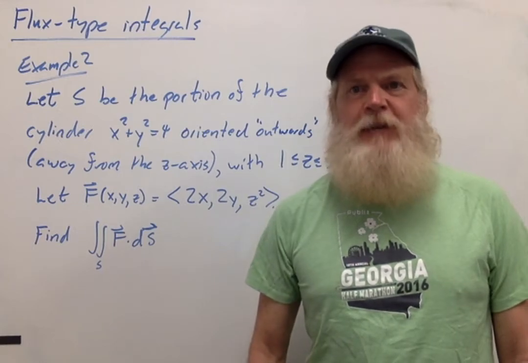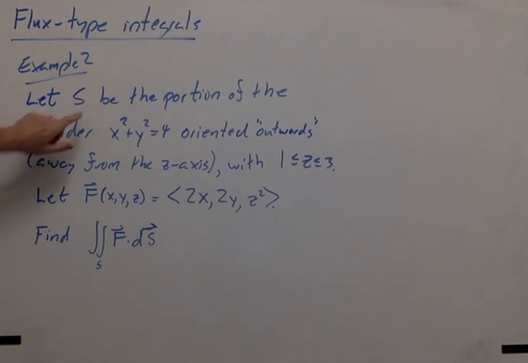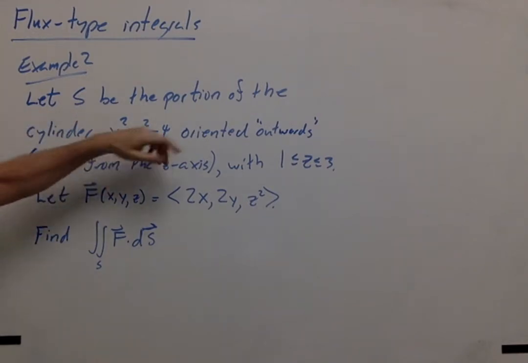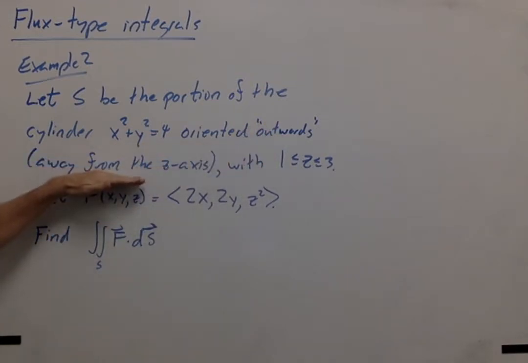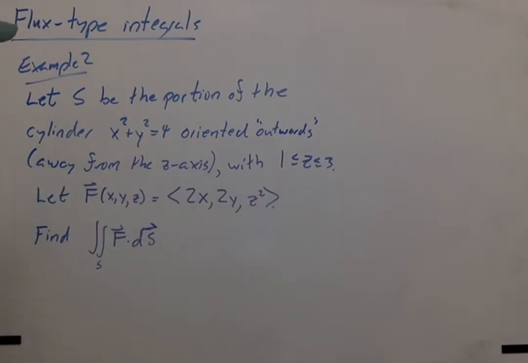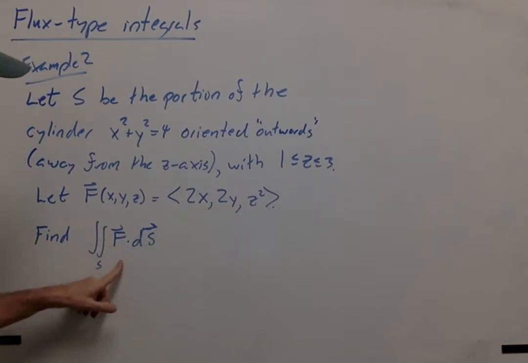Let's look at one more example of a flux-type integral. In this example, let S be the portion of the cylinder x squared plus y squared equals 4, given the outward orientation, where by outward I mean pointing away from the z-axis, and I want to restrict z to being between 1 and 3. F is the vector field 2x, 2y, z squared, and I want us to find the double integral over S of F dot dS.